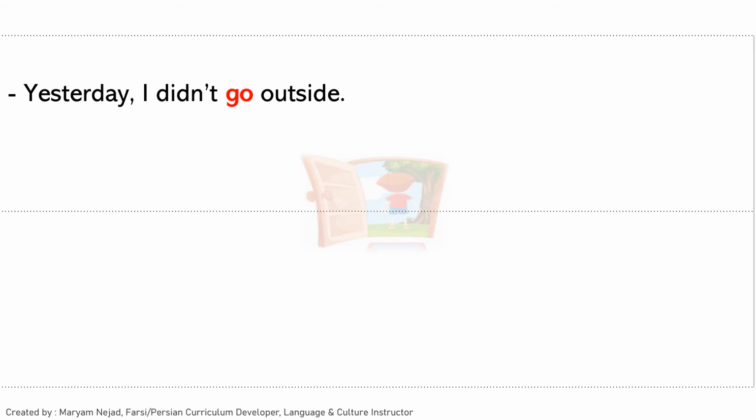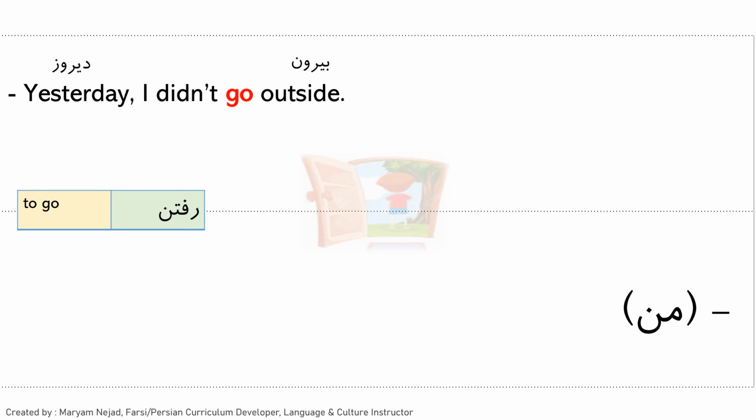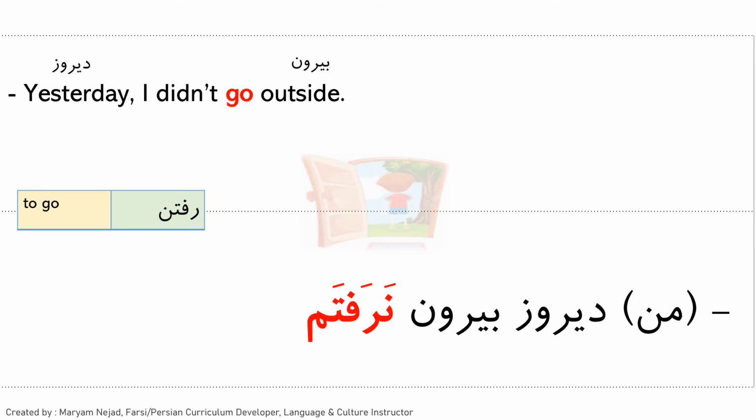Next example. Yesterday I didn't go outside. So the verb here is to go, which is رفتن. And then the other vocab, yesterday is دیروز and outside is بیرون. So this sentence is من دیروز بیرون نرفتم. Again, من is in a bracket because it's optional. And then the rest is pretty clear.